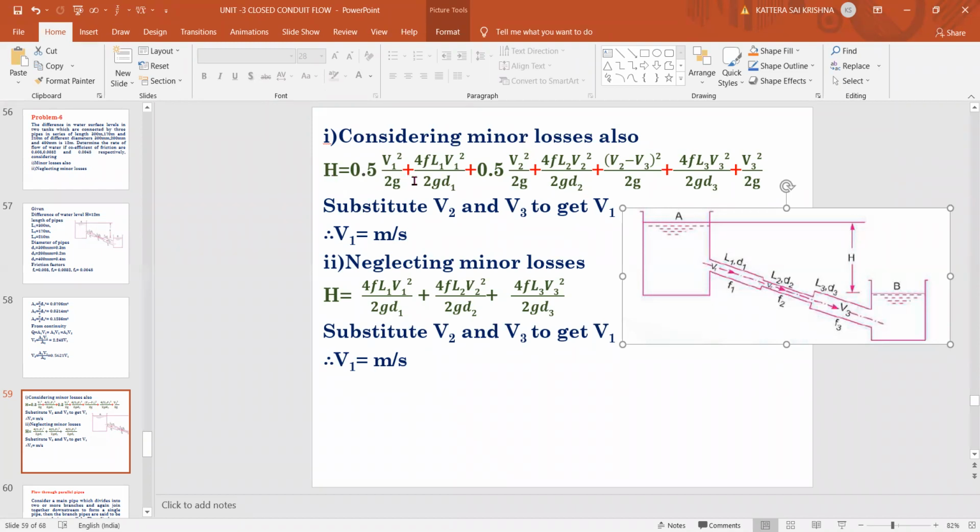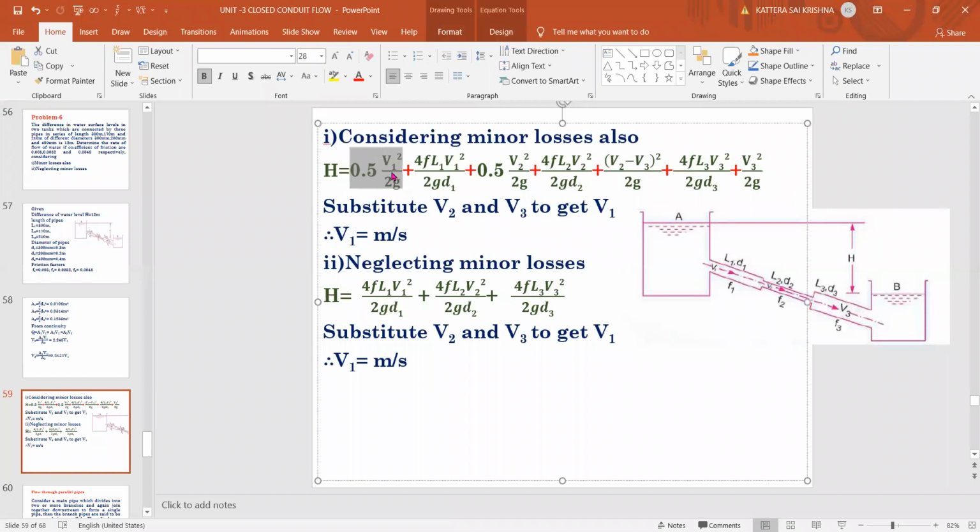So after drawing the diagram, we are considering the minor losses also, first condition. So H equal to, now you check how many losses are there here. Starting with this one. The first pipe is connected to a reservoir, a tank. So there will be an inlet loss here. That inlet loss is taken first, that is 0.5 V1 square by 2G. So this V1 should be the velocity of the pipe connected to the reservoir. The first pipe is connected to the reservoir here, so it will be V1 square by 2G.